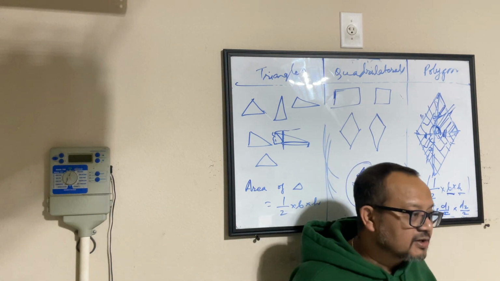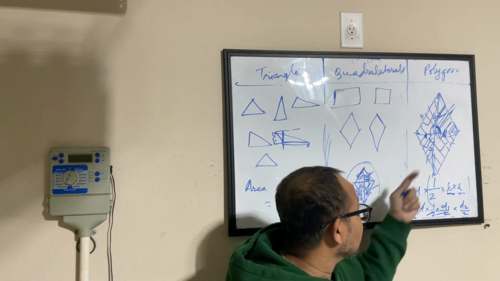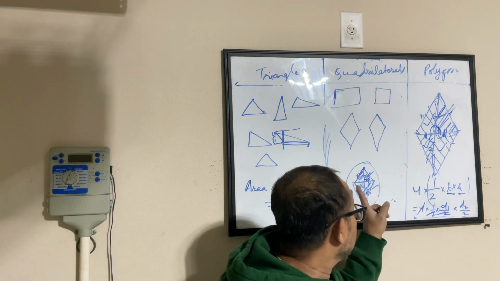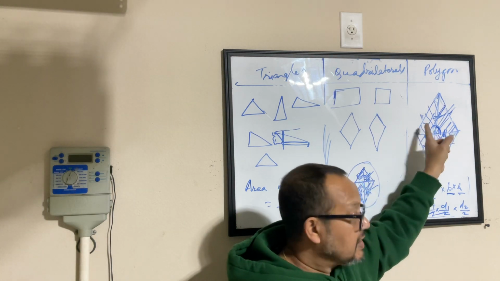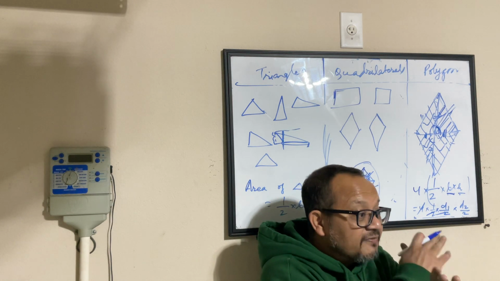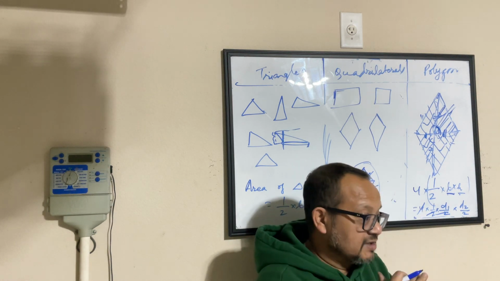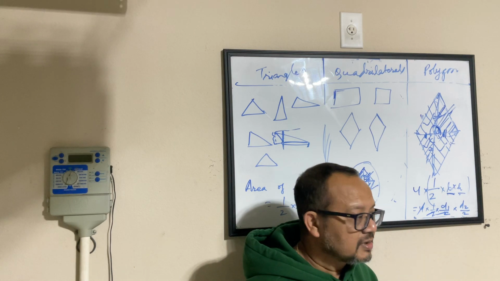Both are called diagonal only. The only difference between this pair of diagonals and this pair of diagonals is, here the diagonals meet at 90 degrees, here also the diagonals are meeting at 90 degrees. In this case, the diagonals are bisecting each other, meaning they are dividing each other into equal halves. Here it does not. So what's the formula?